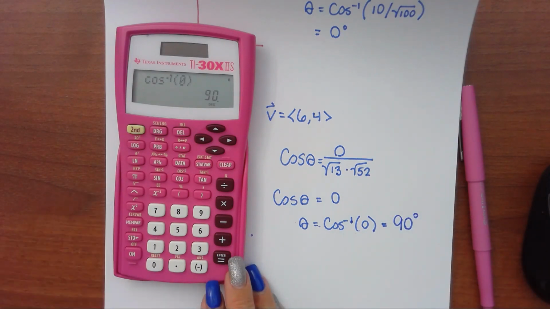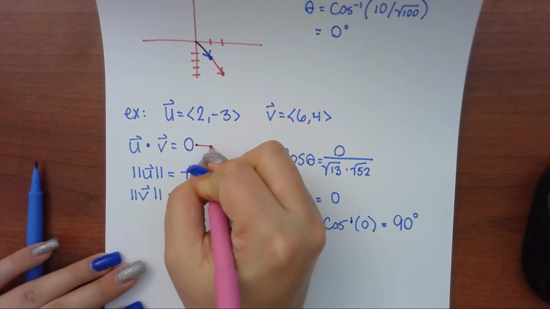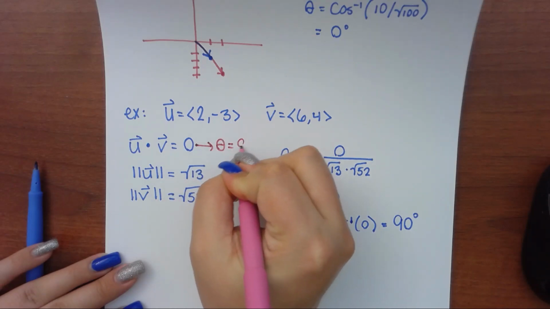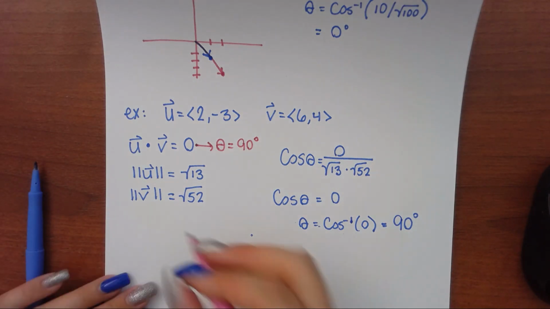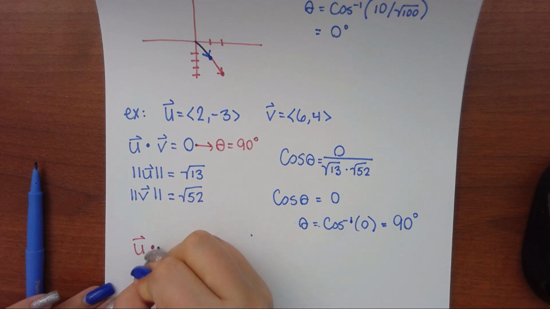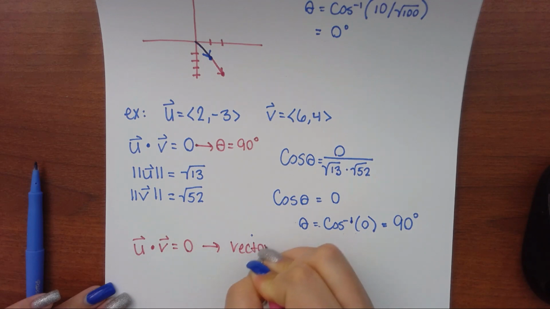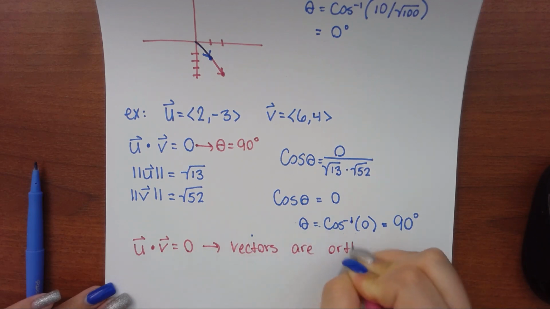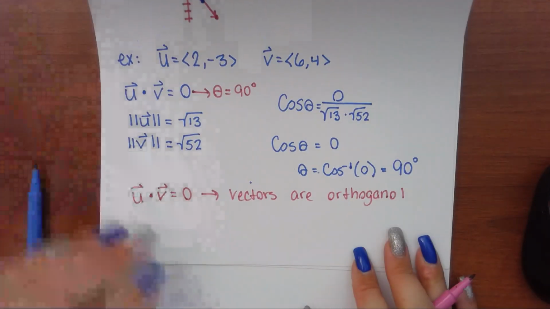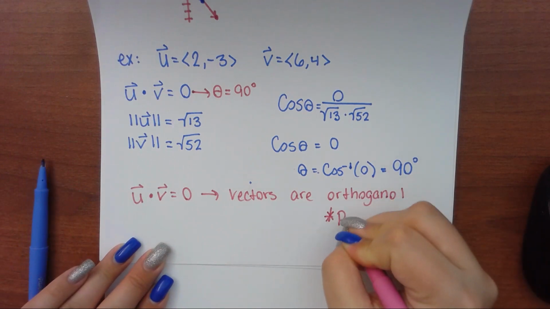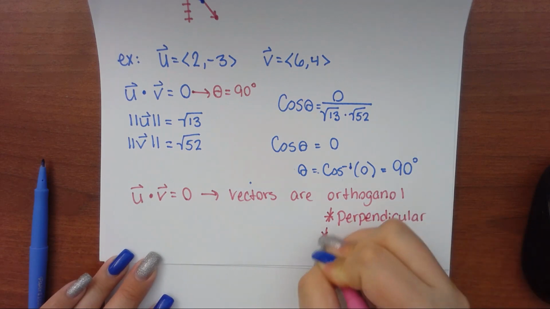And this is actually a very special case. Automatically, if your dot product is equal to 0, your angle between those vectors should automatically be 90 degrees. These are called orthogonal vectors. So this is something you need to write down and know: if my dot product equals 0, then my vectors are orthogonal. You may be asking me, what does orthogonal mean? Well, orthogonal is another word for perpendicular. And that means that they have a 90-degree angle between them.